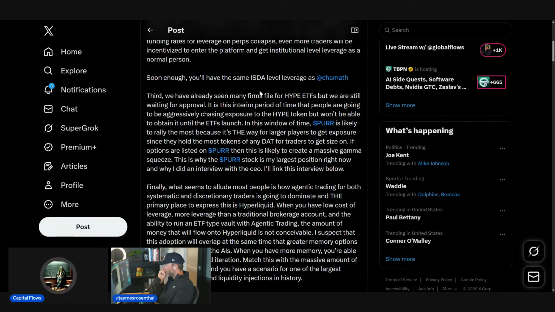Third, we have already seen many firms file for the Hype ETFs, but we're still waiting on approval. In this interim period of time, people are going to be aggressively chasing exposure in the Hype token, but won't be able to obtain it until the ETF launches.